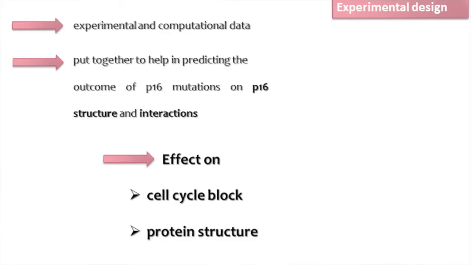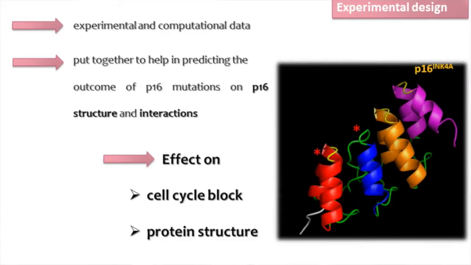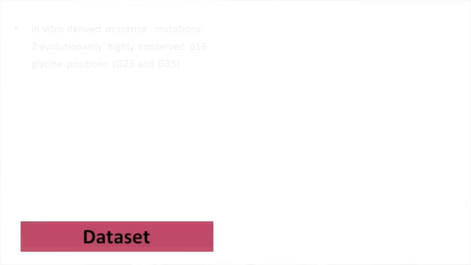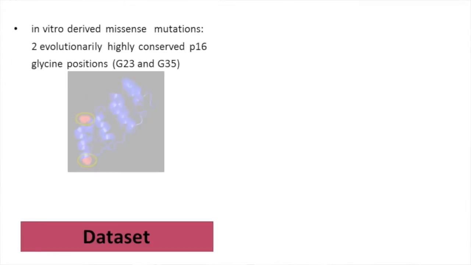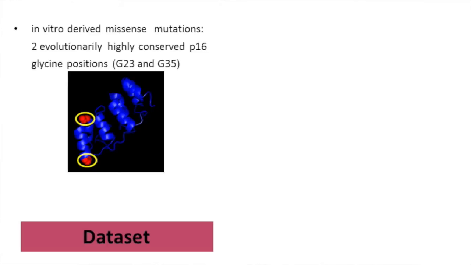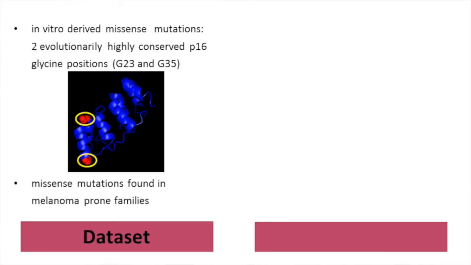Its peculiar structure, composed of four anchoring domains, has been deeply investigated. In doing this, we selected to mutagenize to all the possible amino acid variants two highly conserved P16 glycine positions. Along with these variants, also a few variants from melanoma patients were analyzed.